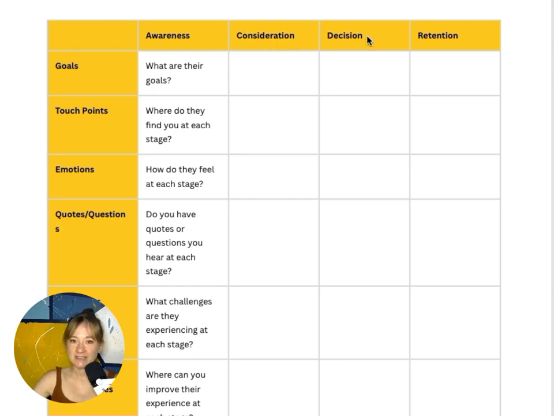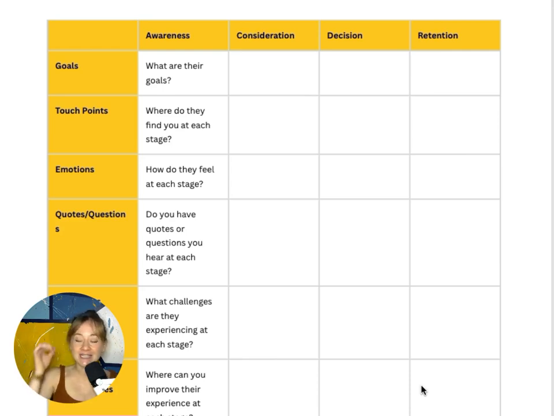And then decision, they decide that they want to work with you. What are their goals, their touch points, emotions they're feeling, questions that you get during those calls, the pain points they have, and any improvement opportunities that you can glean that might help make the experience that you provide for your customers a little bit better. Okay, and then retention is the last one. So they are already your customers, but you want to retain them. So you also want to know all of these points for your direct customers.